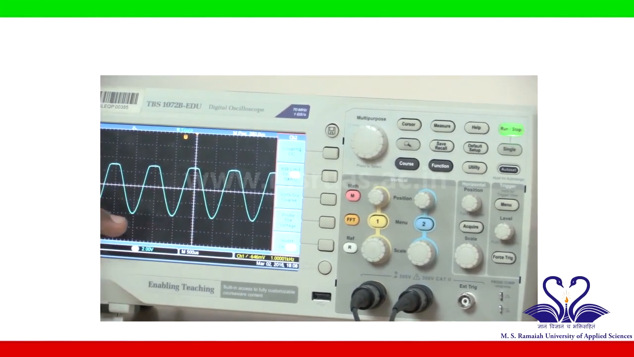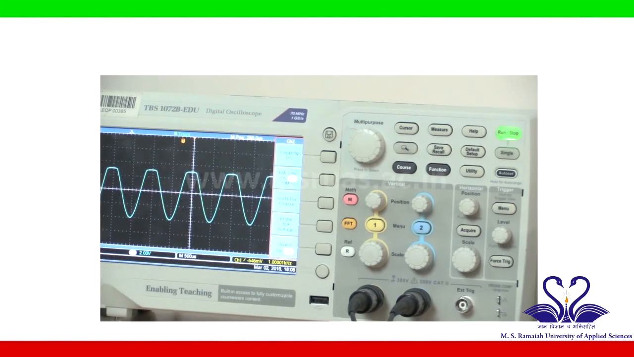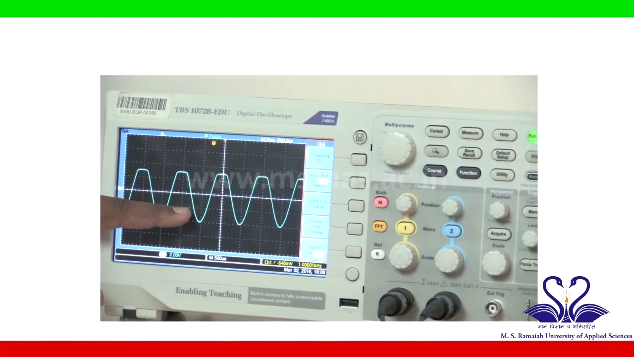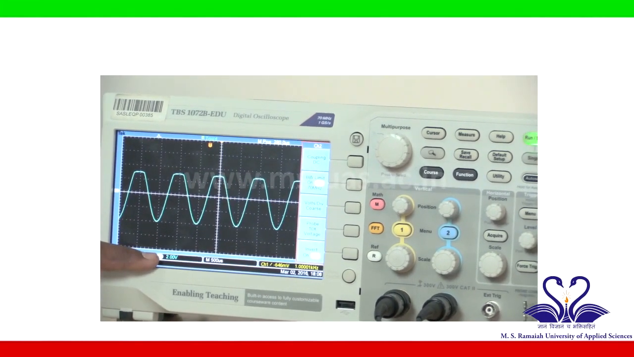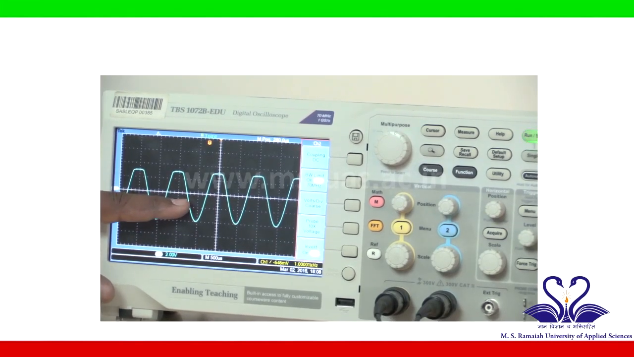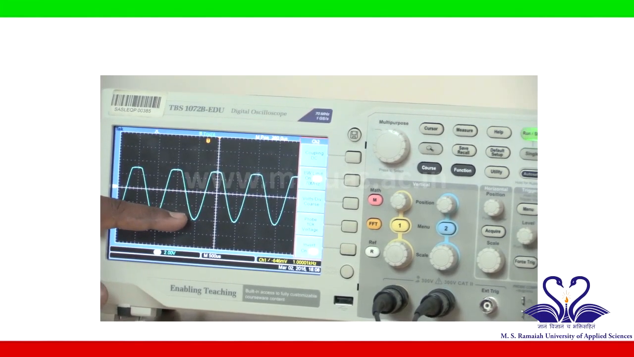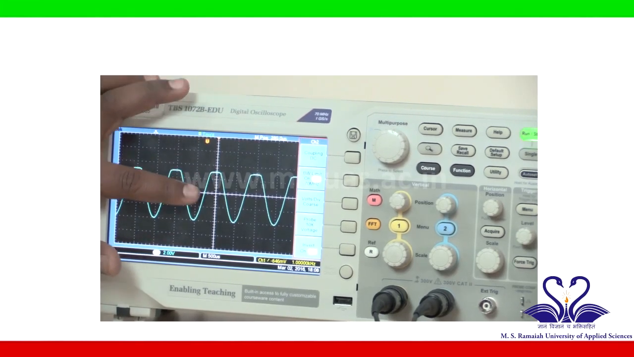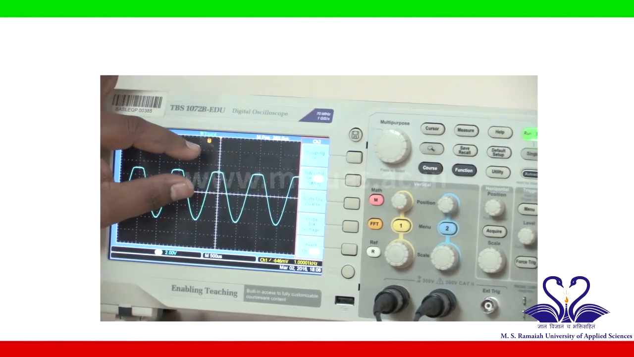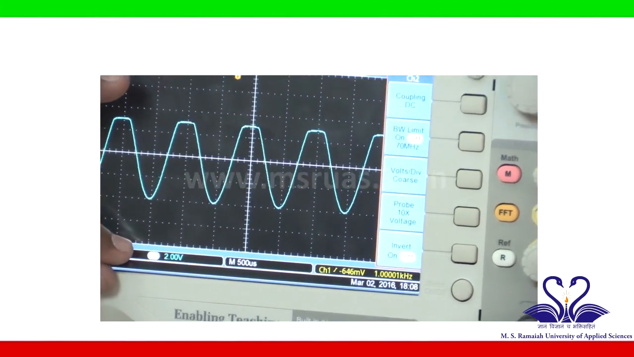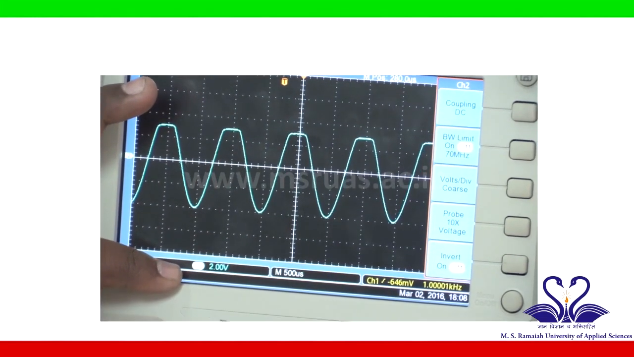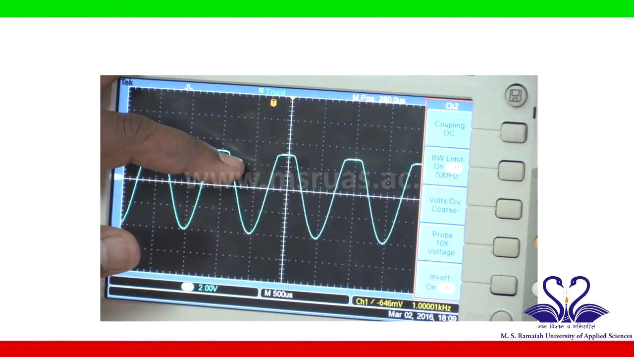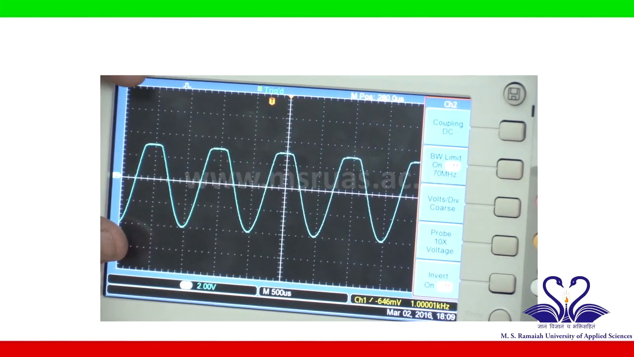Now if you see this waveform, this is a reference axis, like an origin. Below this line it is covering 2 blocks, that is 2 blocks into scale of 2 volt, 2 volt into 2 blocks is 4 volt, that is the negative side has 4 volt. And if you see the positive side above this line, it is covering 1.5 blocks, 1.5 into 2 volts equals 3 volt. So we are getting a positive side voltage of 3 volt, that is the clipping level of this positive clipper circuit.